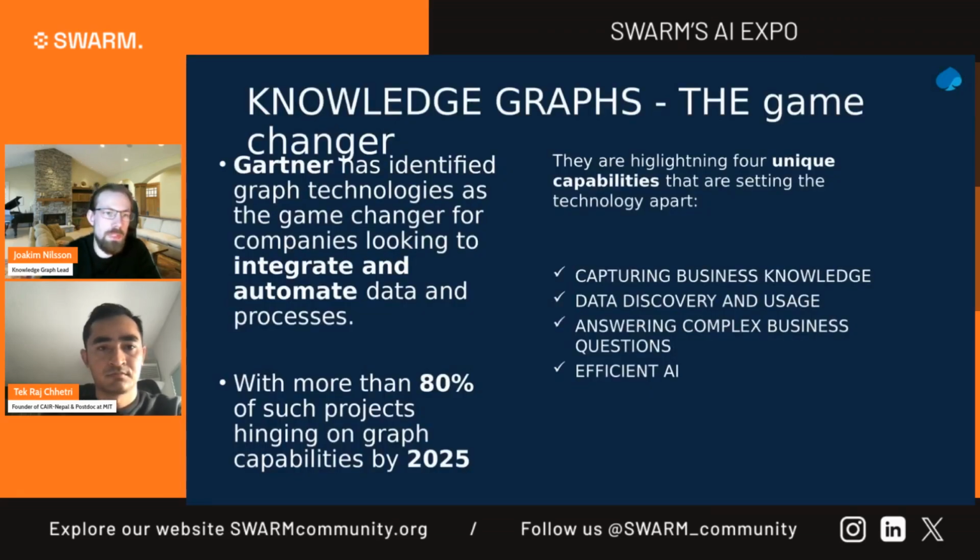And then some information from Gartner, which has identified graph technology as the game changer for companies looking to integrate and automate data and processes, with more than 80% of such projects hinging on graph capabilities already by next year. So for those of you that are not involved in knowledge graphs yet, it's a really good time to start getting up to speed with this technology, because it's really going to grow a lot in the coming years, and we're seeing a lot of interest in this technology at the moment.